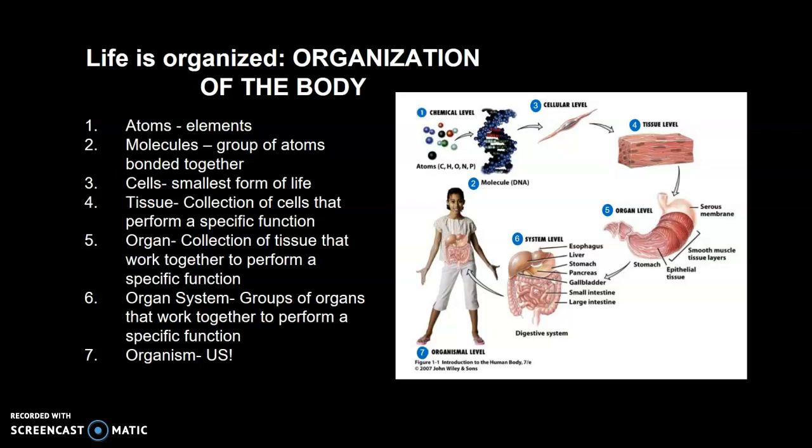Next is an organ system, which are groups of organs that work together to perform a specific function. Now we see from our figure that the stomach that we were thinking about for our organ example is part of the larger digestive system, right? So it's a group of organs that are working together to help us process food, get nutrients from that food, and then ultimately eliminate waste. And finally, the organismal level, number 7, and you guessed it, that's us.